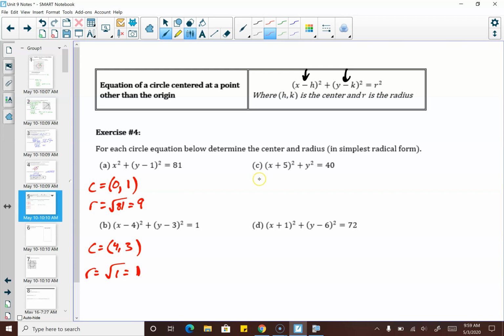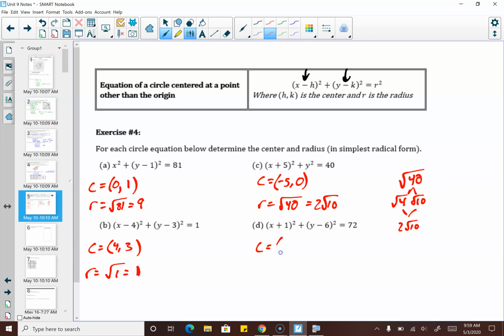As we go up to part c, we have center and radius. So again, we have to take the opposite sign. So if we see x plus 5, our center is going to be negative 5. And then the y is by itself, so that's going to be a 0. And then the radius is the square root of 40. Well, 40 is not perfect, but 40 splits. Square root 4, square root 10 gives us 2 square root 10. And we don't have to worry about plus minus in this piece because it's a distance, so it has to be positive.